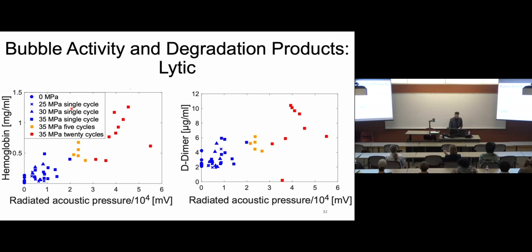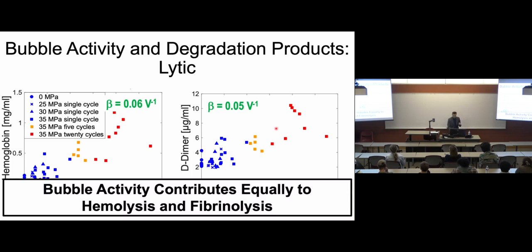In contrast, when you add in the lytic drug, again, it's a very similar type of story. There's a significant relationship between emissions and either hemoglobin or D-dimer. And using a similar type of linear regression analysis, the slopes are again the same between these two markers. And so what that means is that the bubble activity is contributing to both of these mechanisms equally, which we were kind of floored by and a little bit flabbergasted.